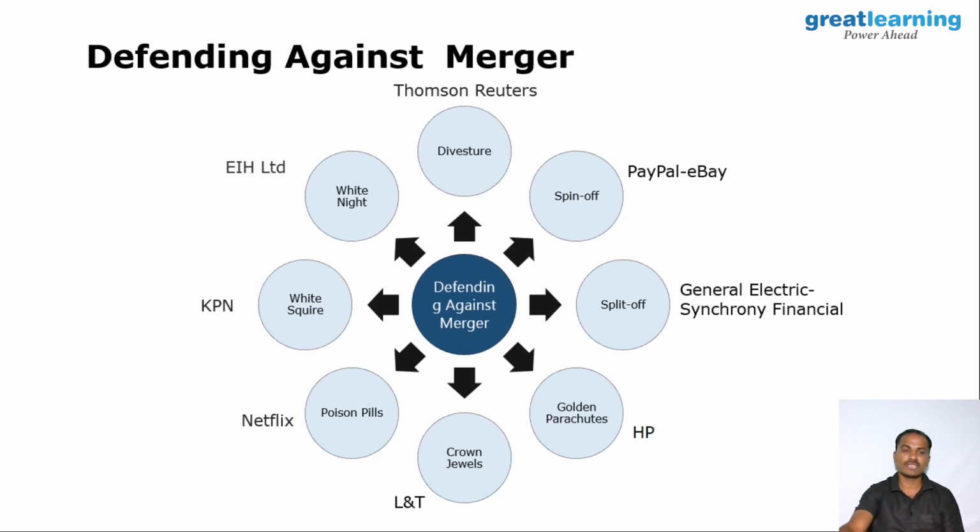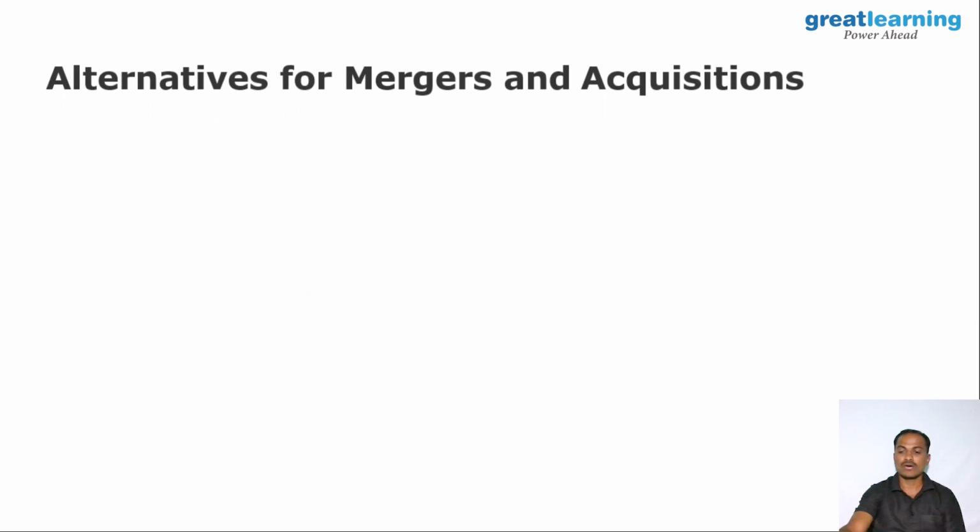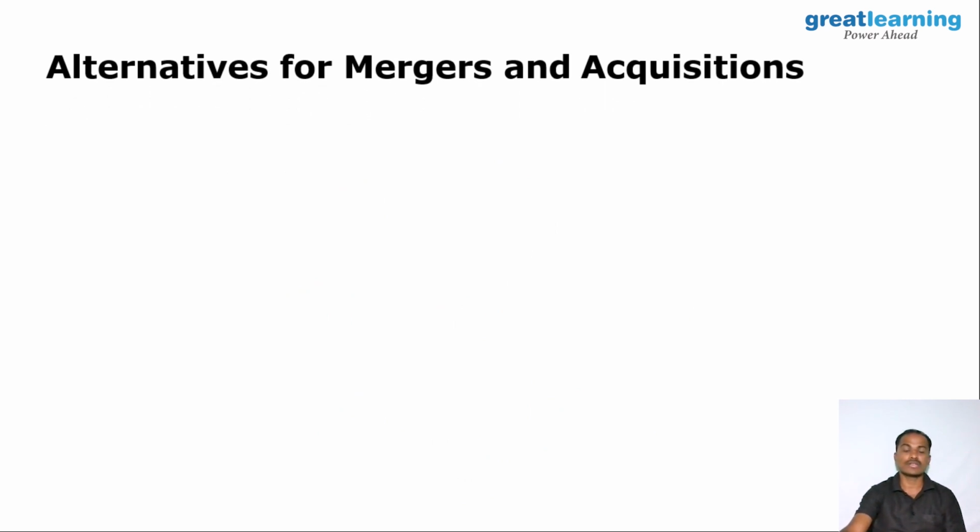In white knight, what happens? The majority of the assets will be given to the friendly company, and they'll have full control over the majority of the business, and this will discourage the acquiring company. Now we have understood what is merger and acquisition. Now let us understand what is the alternative for merger and acquisition.